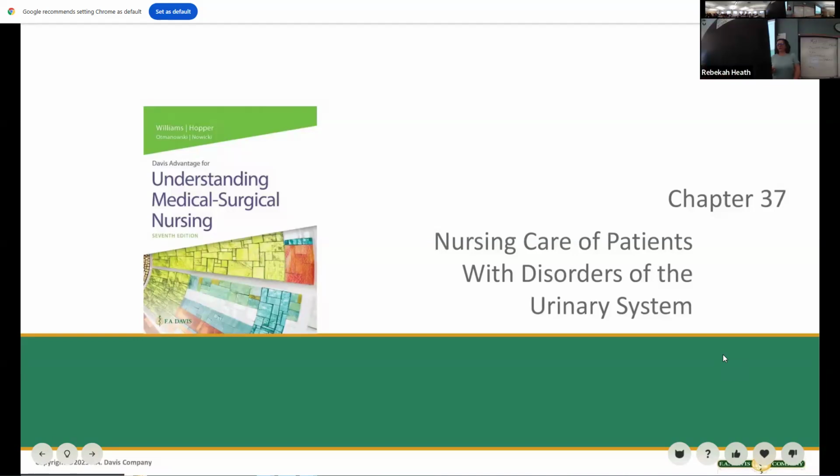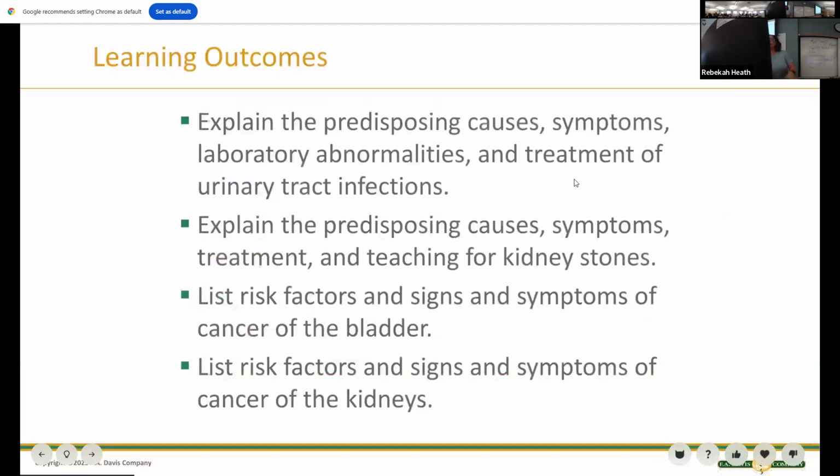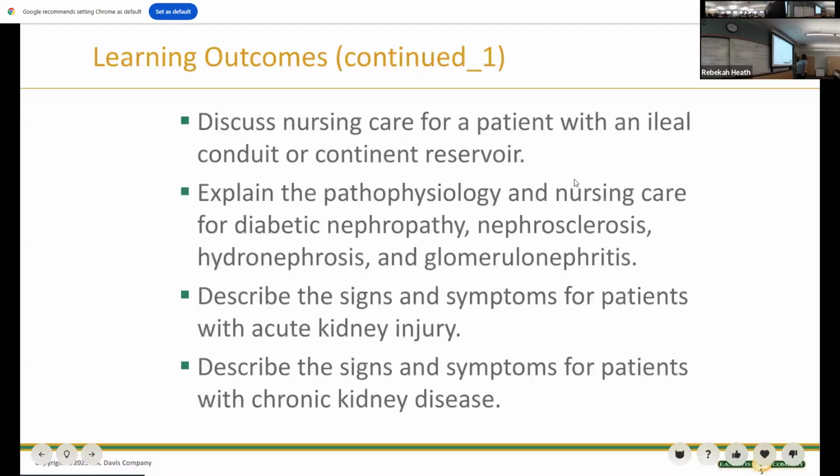Let's talk about urinary. Are we in here? I gotta click in. Okay, so learning outcomes. What do I hope we learn and we talk about or take away from today? We're gonna talk about predisposing causes, symptoms, lab abnormalities, and treatment of urinary tract infections. We're going to also look at the same thing for kidney stones, right? What causes them, what makes them happen, what do we do to treat them, and then what are also signs and symptoms of cancer of the kidneys.